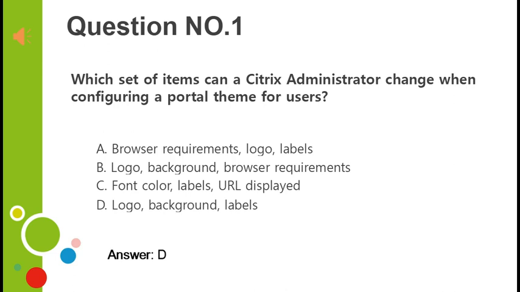Which set of items can a Citrix administrator change when configuring a portal theme for users? A. Browser requirements, logo, labels. B. Logo, background, browser requirements. C. Font color, labels, URL displayed. D. Logo, background, labels. Answer: D.